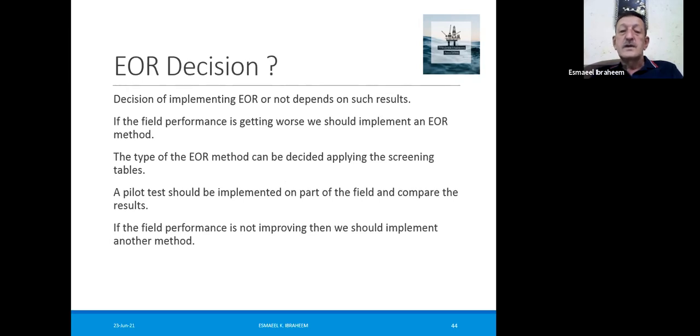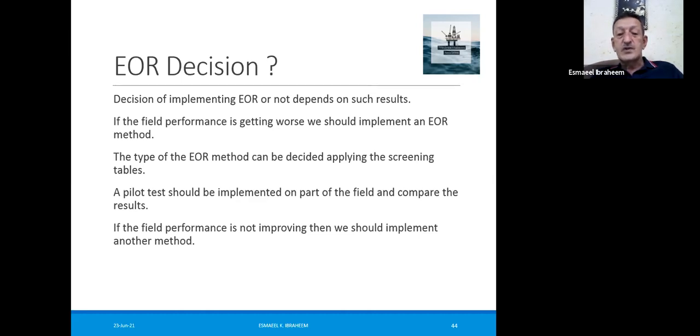EOR decision. The decision of implementing EOR or not depends on such results, the results we have seen before. If the field performance is getting worse, we should implement an EOR method. The type of the EOR method can be decided by applying the screening tables. We will come through them in the next slides, which will give you an idea of how to choose the suitable one for your reservoir.